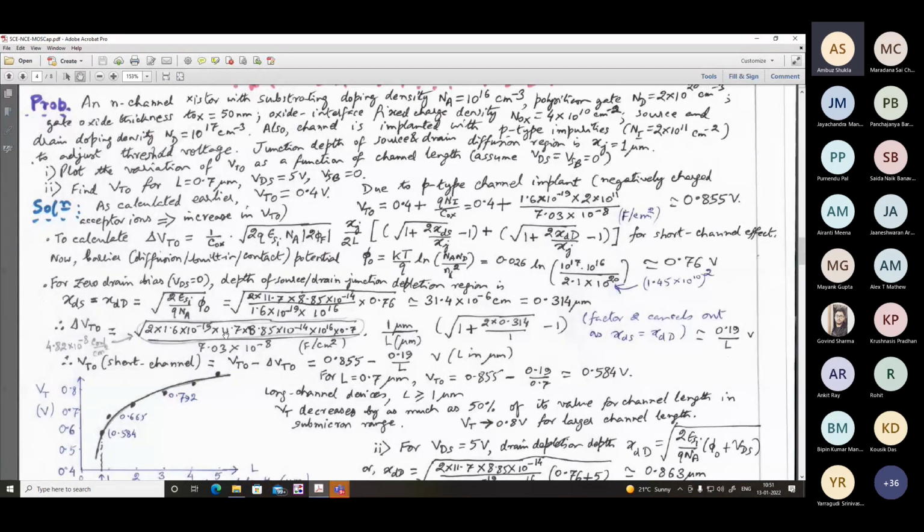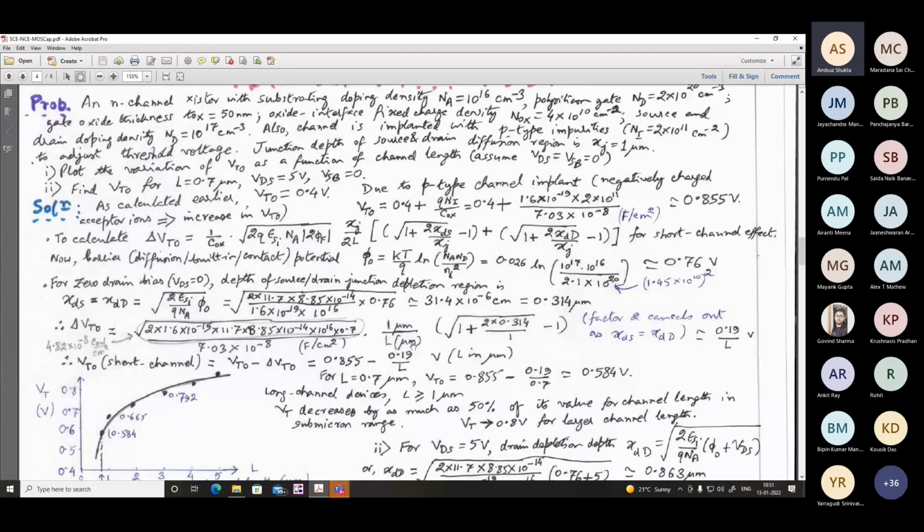Okay, so the root over this is actually 2q epsilon Si Na into this. For your benefit I have written this, which was calculated earlier also. The charge is 4.82 into 10 to the power minus 8 coulomb per centimeter square, the area charge density, and this is the gate capacitance per unit area, 7.03 into 10 to the power minus 8 farad per centimeter square.